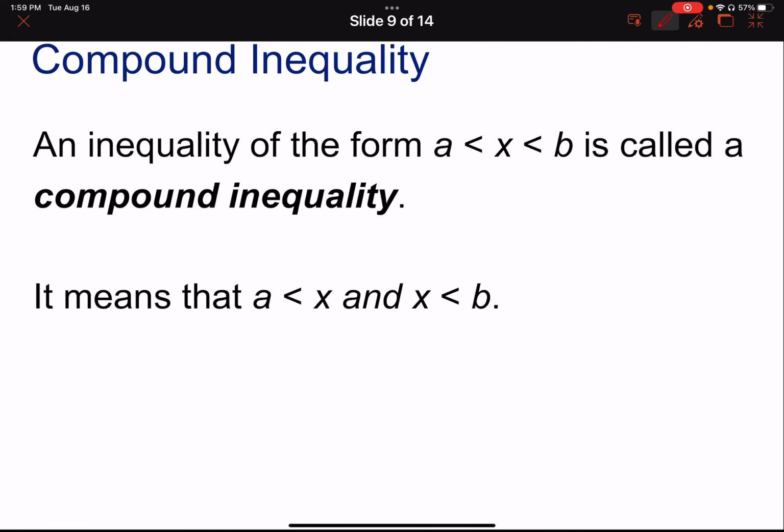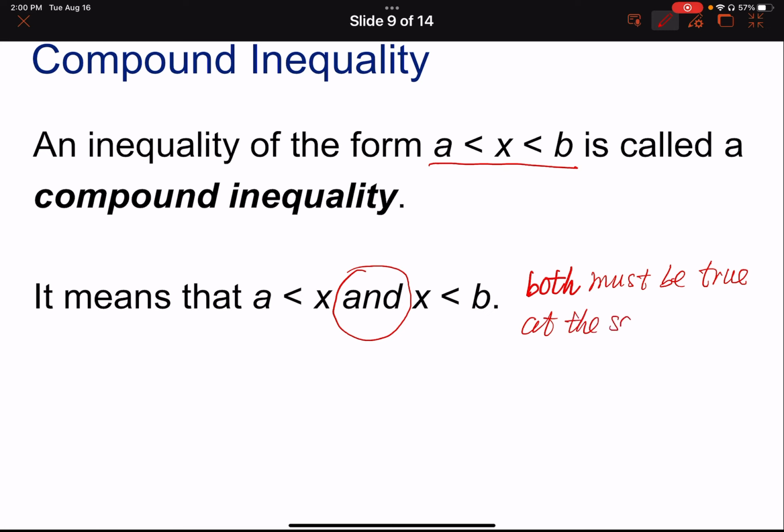Okay. A compound inequality is, for example, in this form, where you actually have two inequalities combined together. For example, here a less than x less than b actually means a less than x and x less than b. So both must be true at the same time. That's the meaning of and.